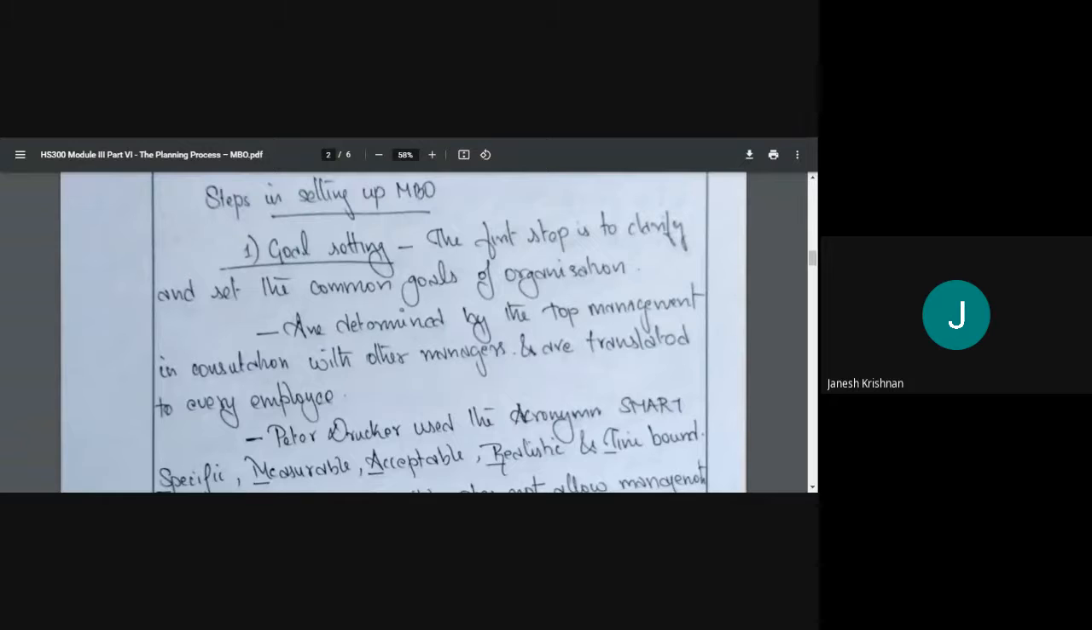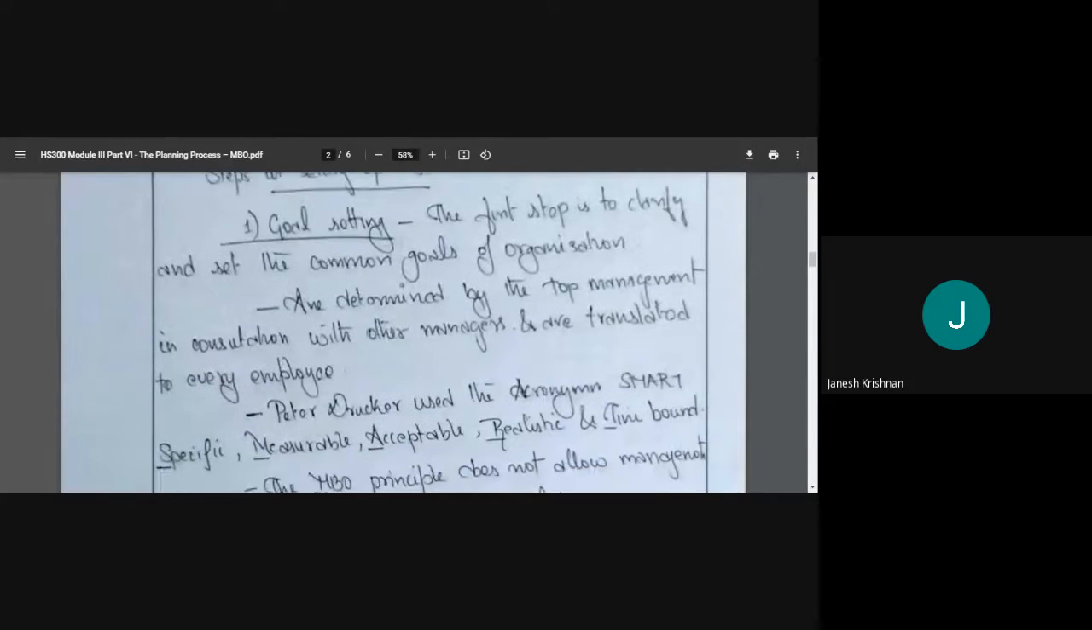Top manager says, can you do this? You have to do this. So other managers will say, okay, we can do this, but we need to change this. There's a discussion. Based on the discussion, the goals are set. Okay, and these goals are transmitted to every employee.